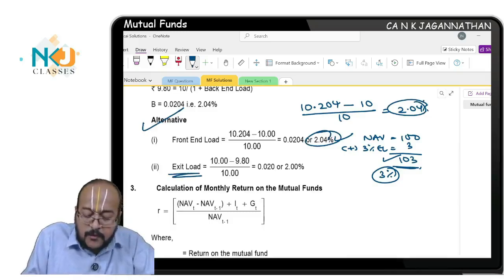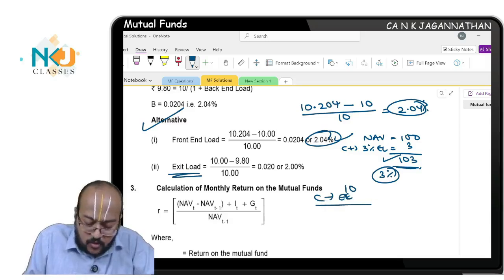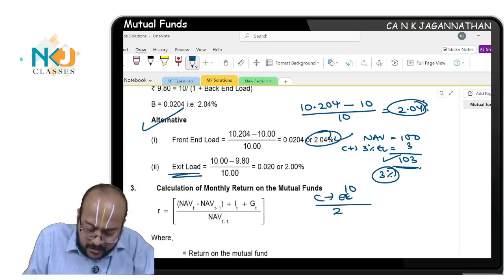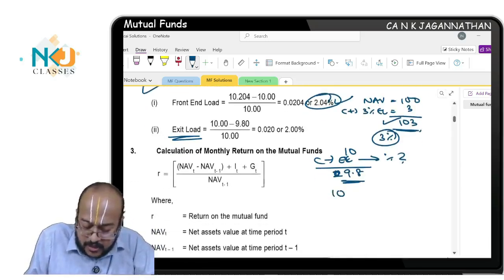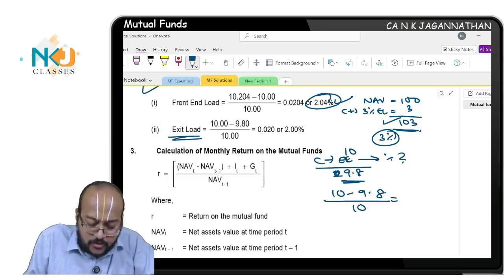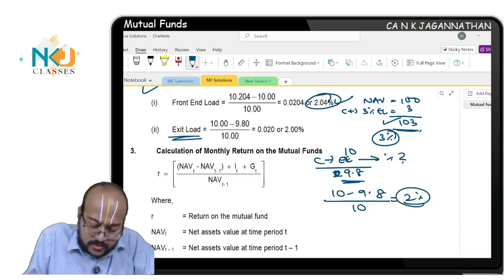Next, exit load should be deducted from the NAV. So NAV is 10 rupees minus the exit load, we don't know what the exit load is now, but the total should be 9.8. Which means in percentage terms, what is the number? Very simple. You put 10 minus 9.8, what is the differential amount, divided by 10, which is 2%. Are you all understanding?